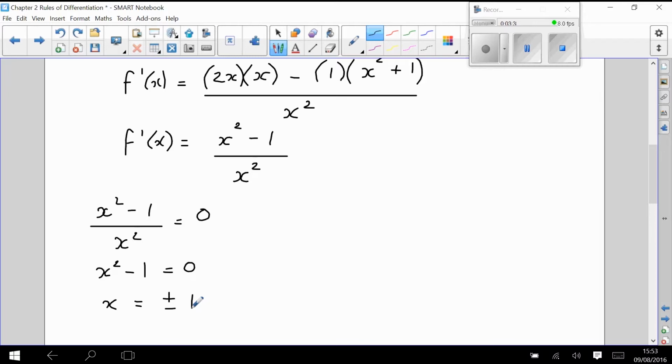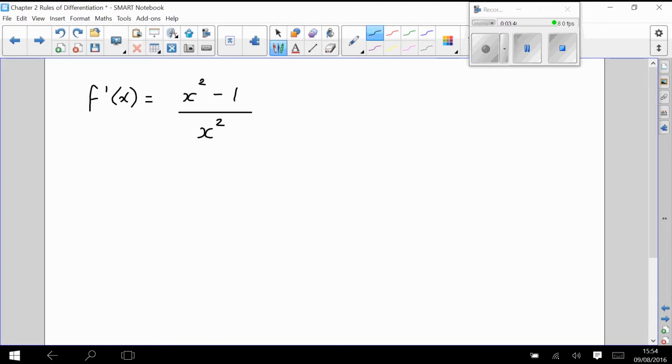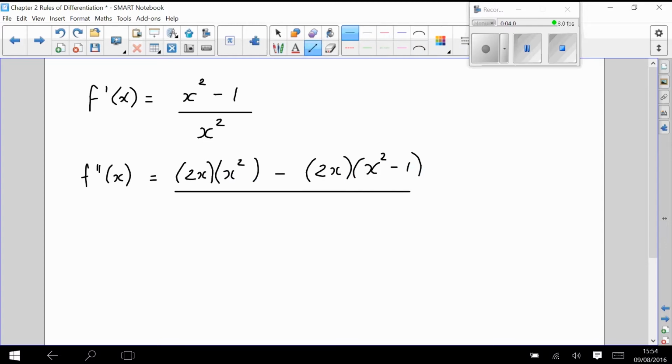In order to do this, I need to find the second derivative. Finding the second derivative, which is the derivative of the derivative, I find that it's going to be 2x all times by x squared, minus 2x all times by x squared minus 1, and that is all over x to the 4.